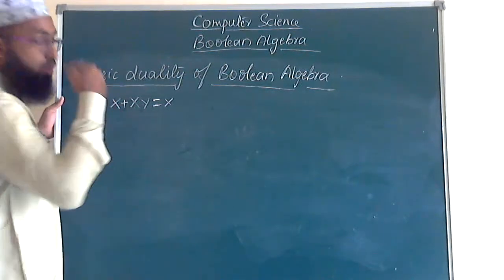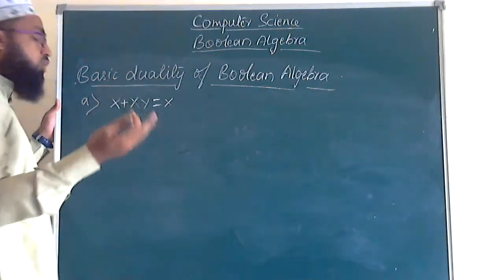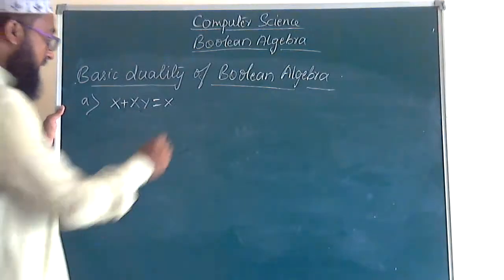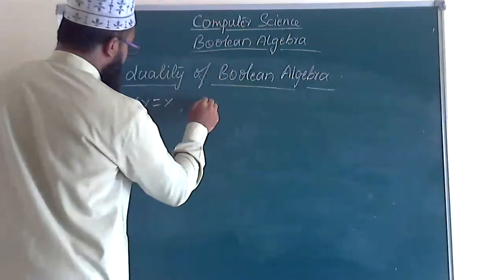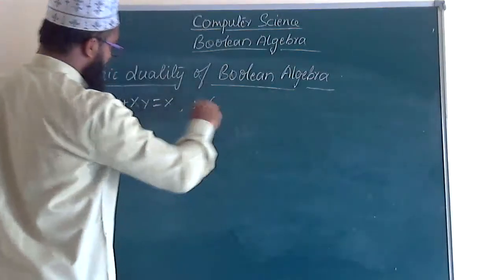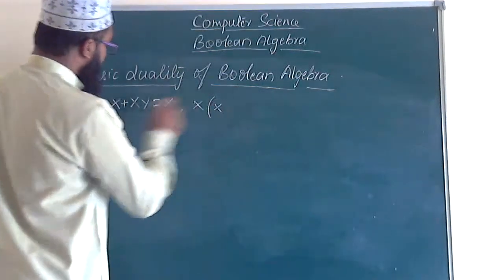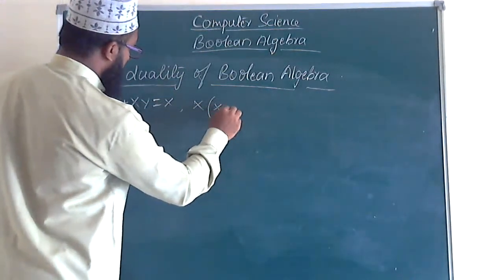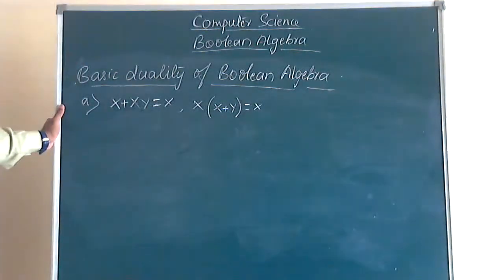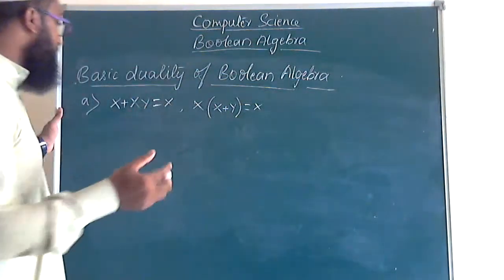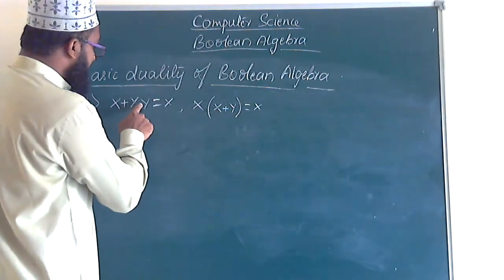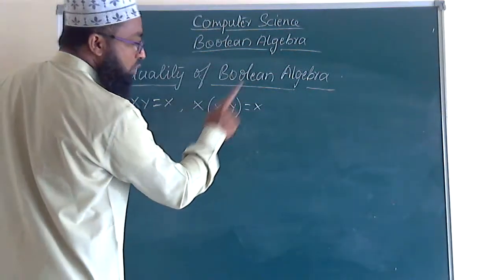Change every OR sign to AND sign, change every AND sign to OR sign. Here there are no zeros and no ones, so this will be equal to x. Here the OR sign is there, we have to change it to AND. Then x, here the AND sign is there, we have to change it to OR, and keep y as it is, which is equal to x. Like this we have to create the dual form of any expression. Here the OR sign is there, so we have taken it as AND sign. Here the AND sign is there, so we have changed it to OR sign.